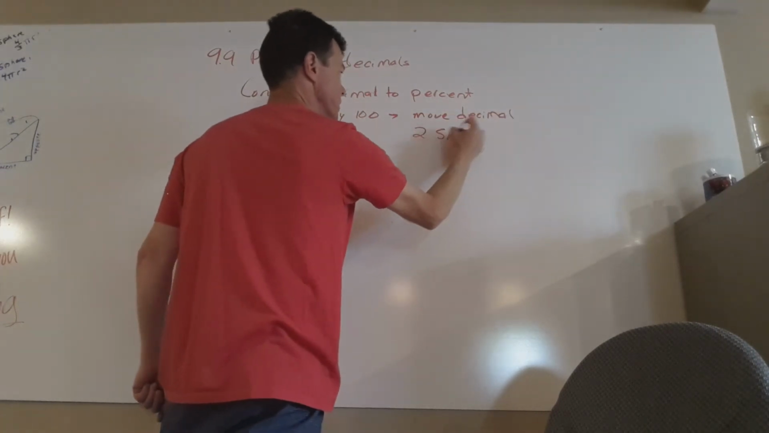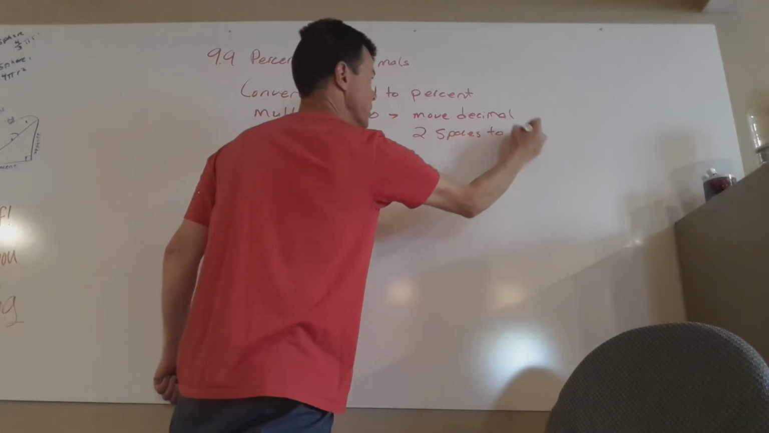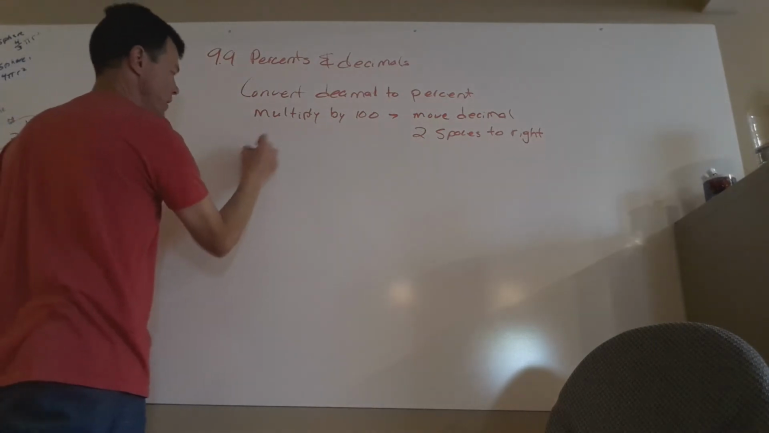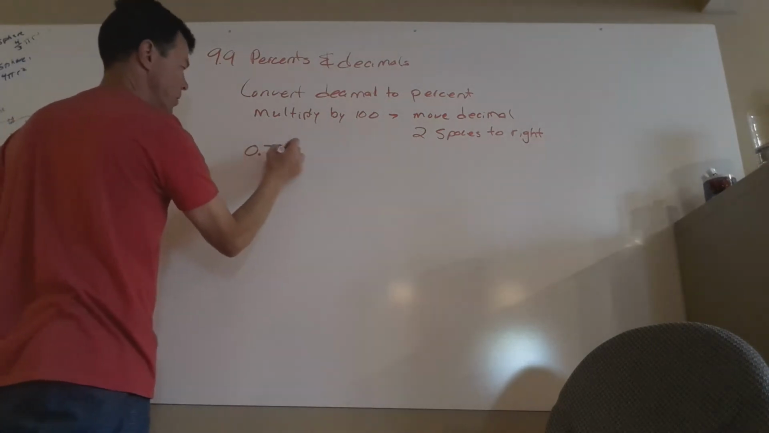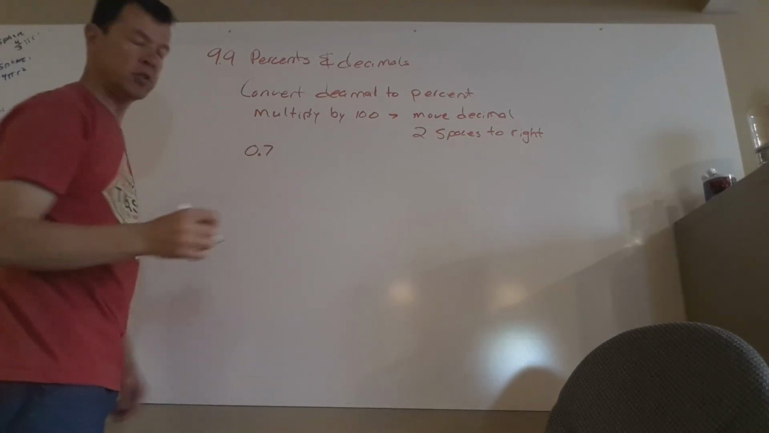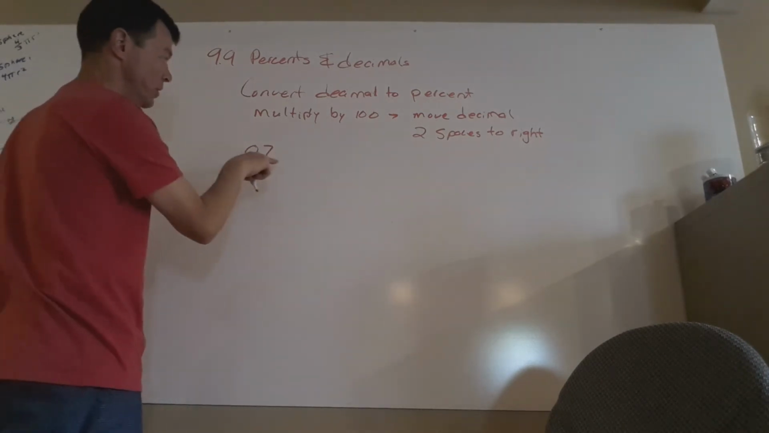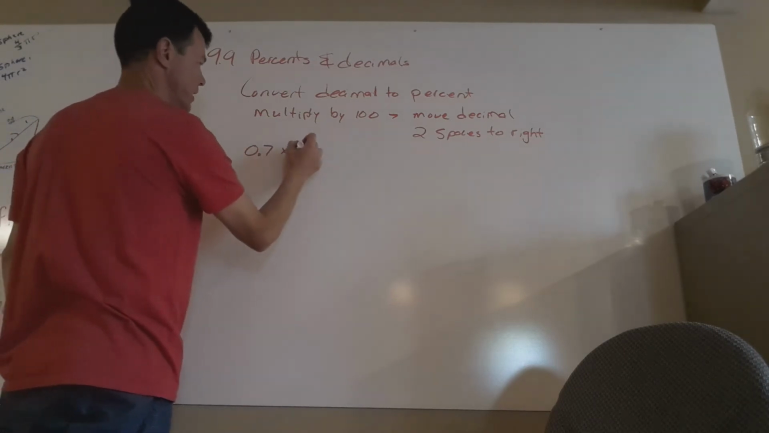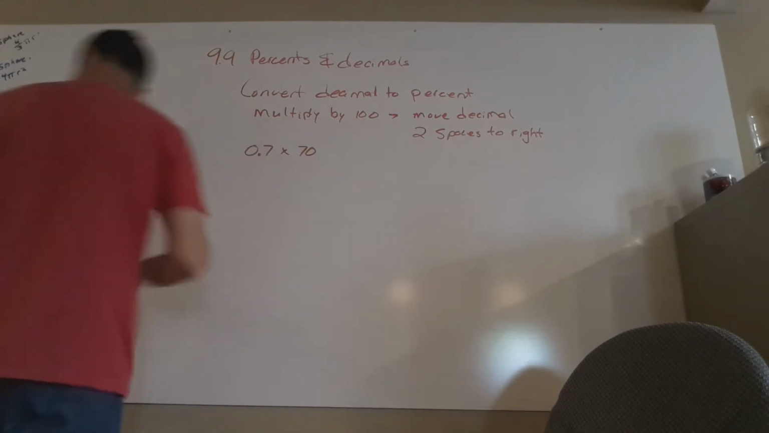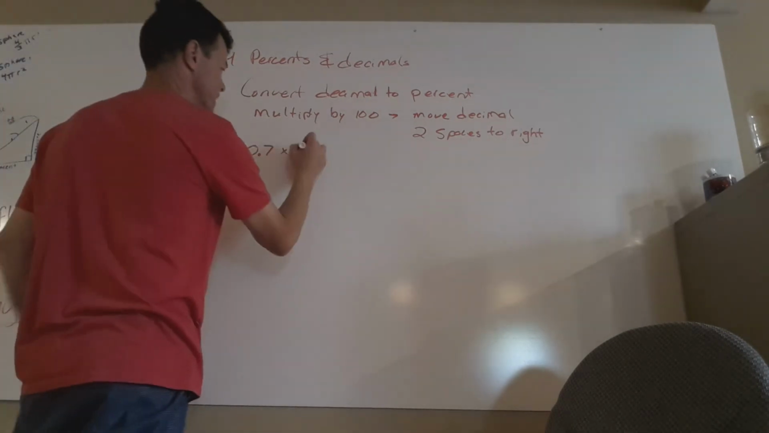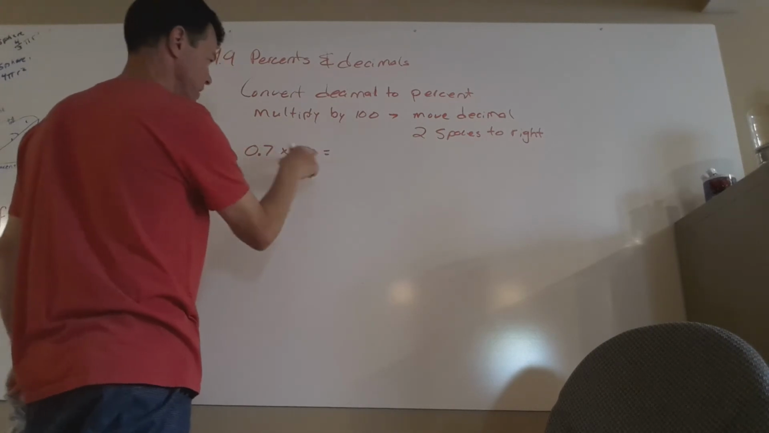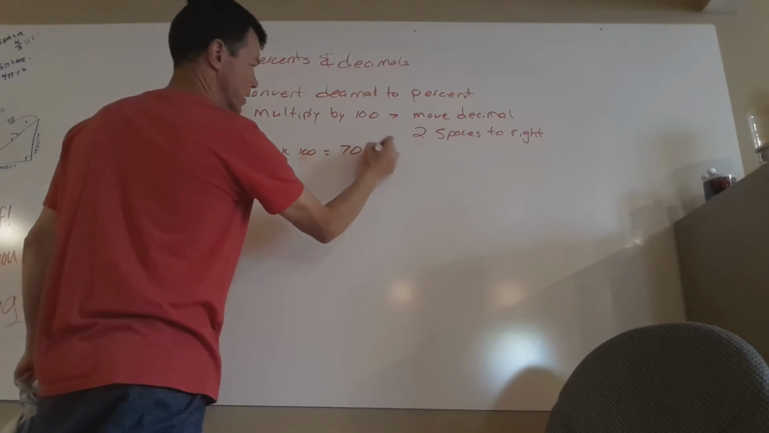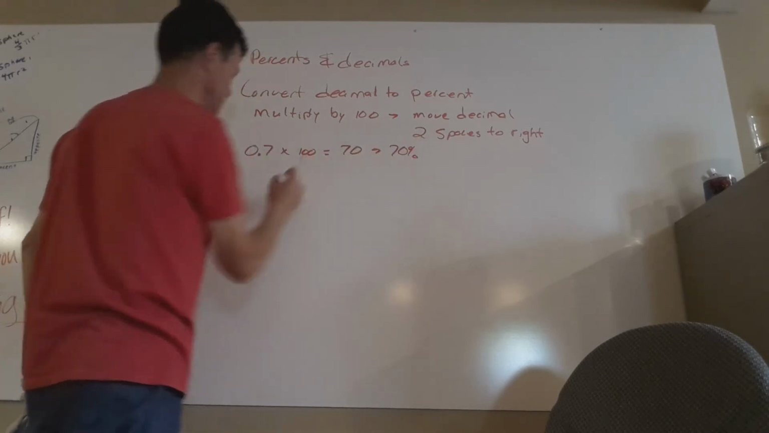Two spaces to the right. So if we have 0.7, okay, 0.7, I move the decimal 2 spaces to the right, or I could say you multiply it by 100. If I take 0.7 times 100, I end up with 70, or in other words, 70%.